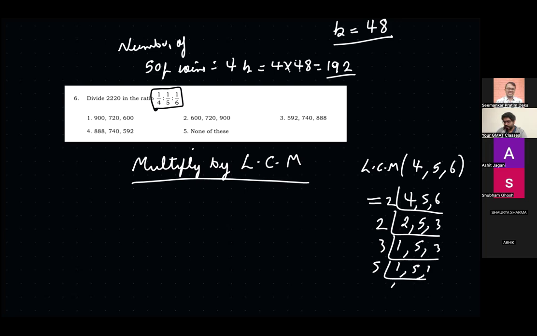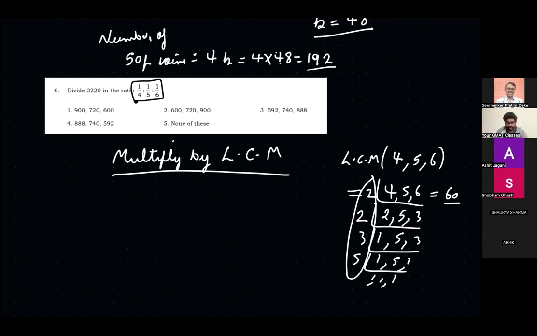So LCM is multiplication of this, which is 60. So I will multiply the entire ratio by 60. So 1 by 4 is to 1 by 5 is to 1 by 6, into 60. That means I'll get 15 is to 12 is to 10.